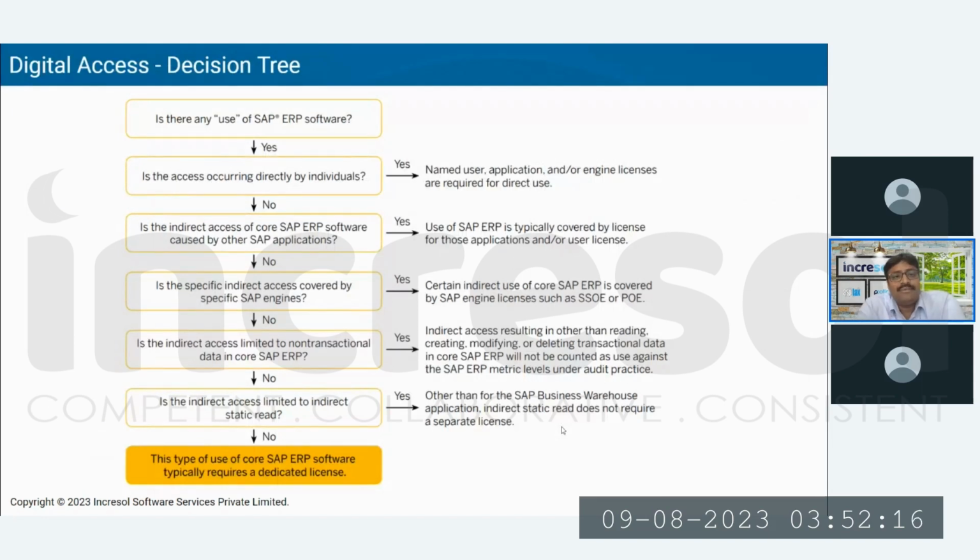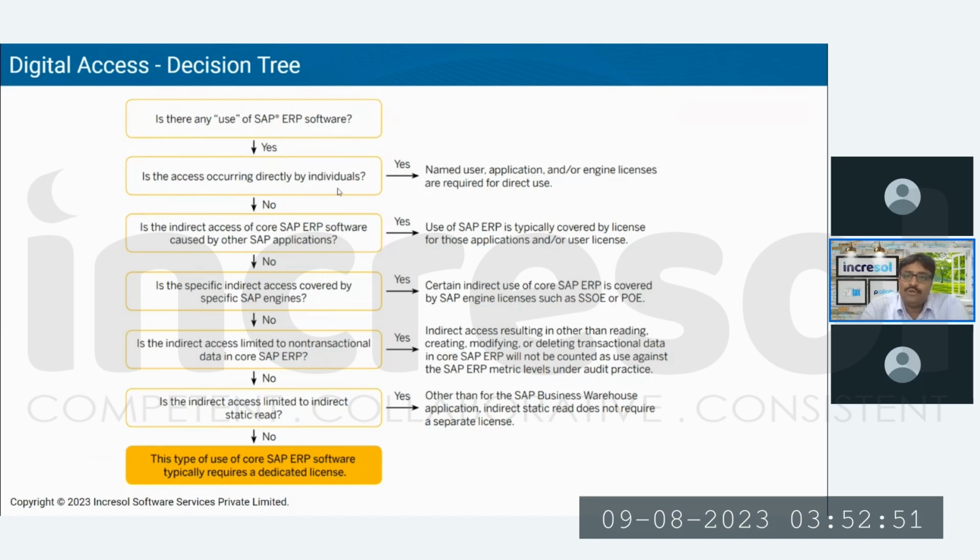Okay, so now I'll come to the decision tree. Whether my company falls under indirect access use or not, that's a big question, right? To assess that, we need to go through a small set of questions, I can say. By going through that, we can come to a conclusion whether we fall under the indirect access criteria or not. The first step is whether you are using SAP ERP or not. Yes, you are using SAP ERP. Then in this case, is the access occurring only directly by individuals, like human login only, or is non-human login also happening?